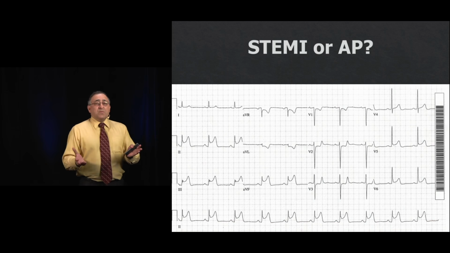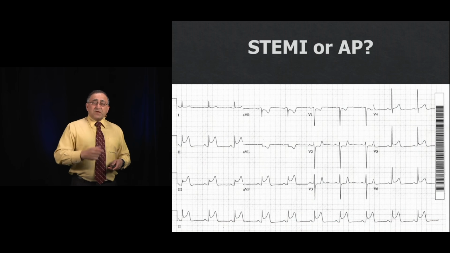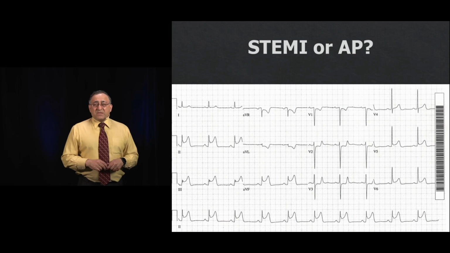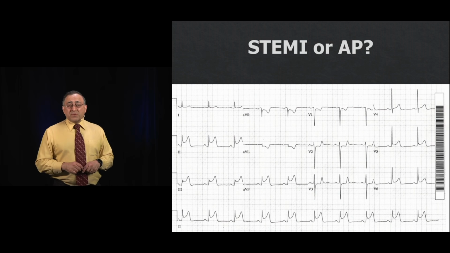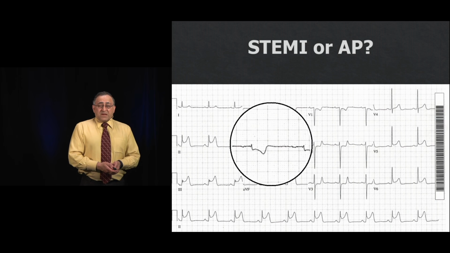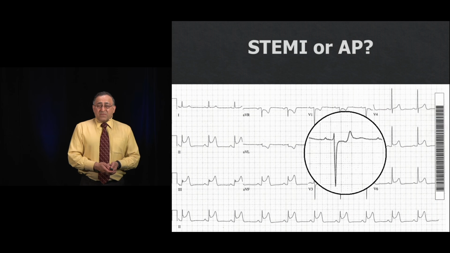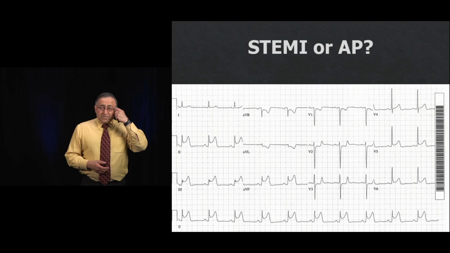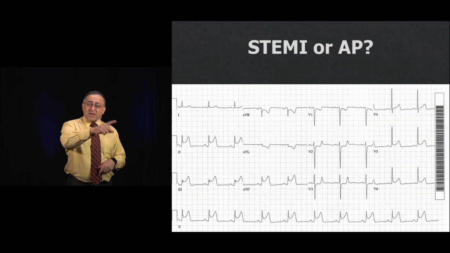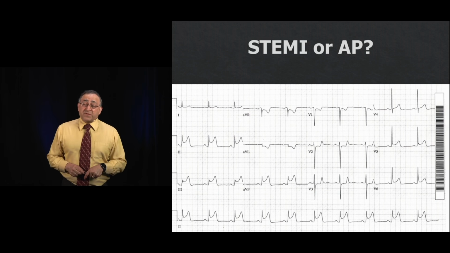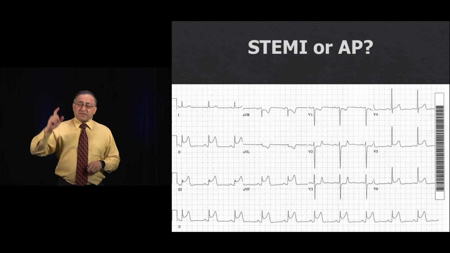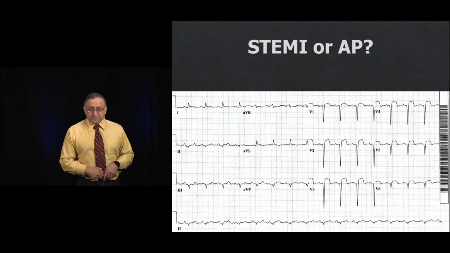All right, let's do some more practice cases. Take a look at this case. Is this a STEMI or is this acute pericarditis? Well, this is a pretty simple one. This is clearly a STEMI. How do you know? Well, because there's ST depression in AVL and in V2 and maybe a bit in V3. Pericarditis is not allowed to give you any ST depression except in AVR and V1. That's why we ignore those two leads. So you ignore those two leads, and if you see ST depression in any of the other leads, it's got to be a STEMI.